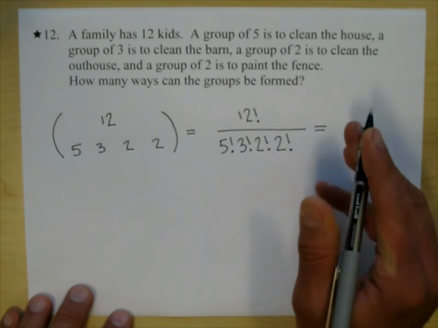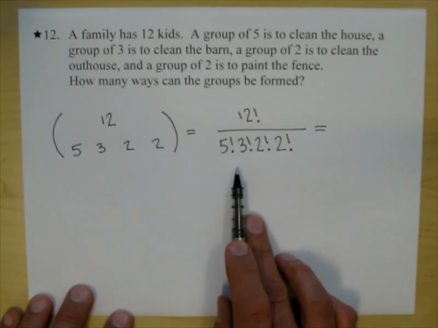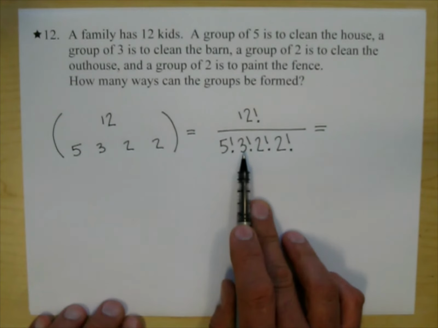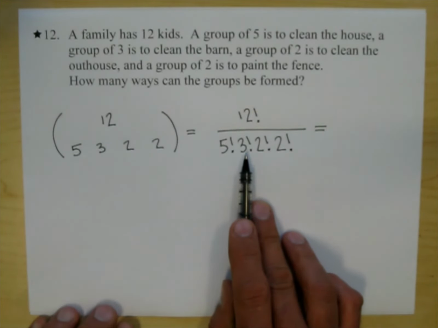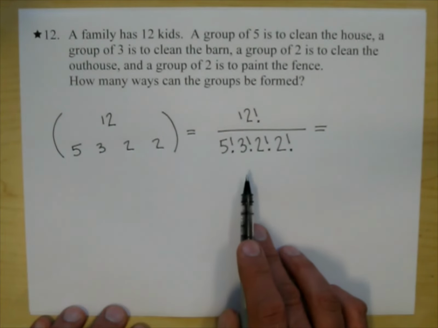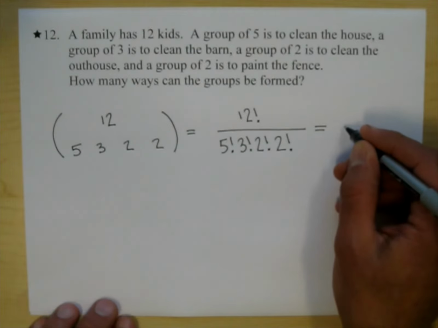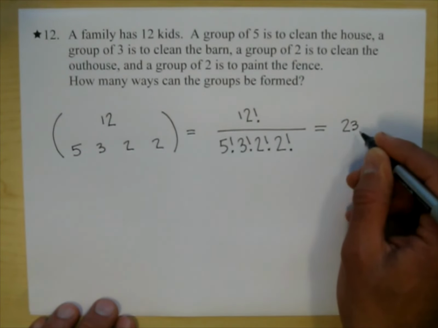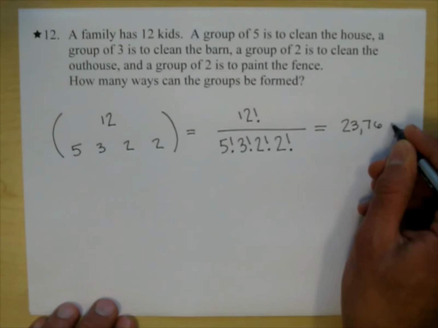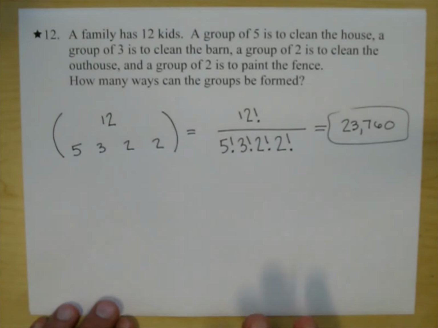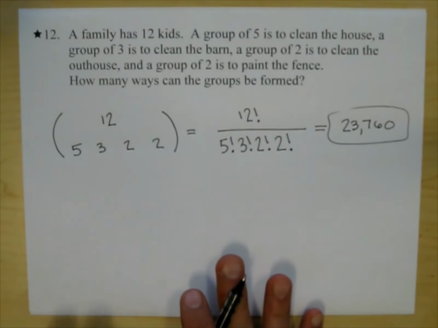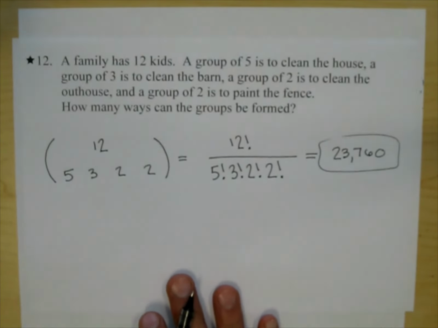The point is, we now have this really cool notation when you're breaking a group up into more than 2 groups. It used to be we have 10 people and we need 3 to serve on a committee. Well, now we have 12 people and we need 5 to go there, and 3 to go there, and 2 to go there, and 2 to go there. So what we end up having for our answer is 23,760. Once again, I would not worry about these for the exam. This is just a little extra bonus.